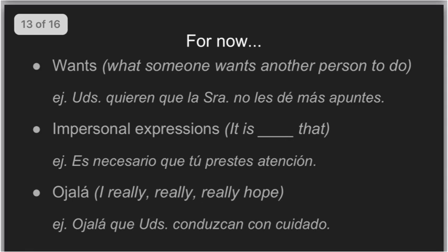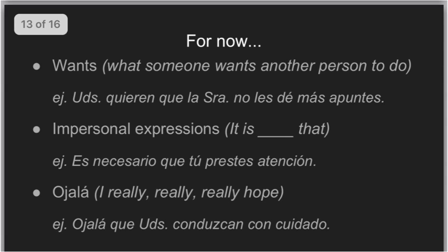And finally, we have ojalá, which is, as I said, I really, really hope. It actually comes from the Arabic o Allah, so it does have that origin. So we have ojalá que ustedes conduzcan con cuidado. I really hope that you all drive carefully.